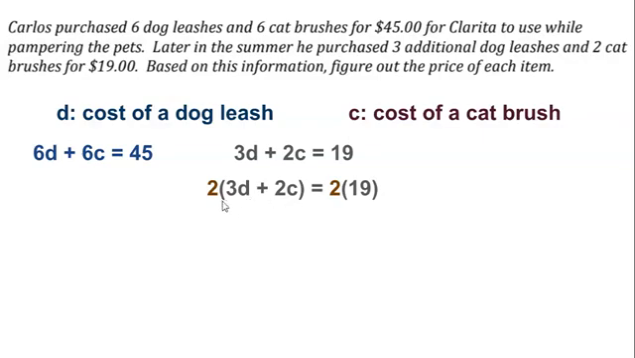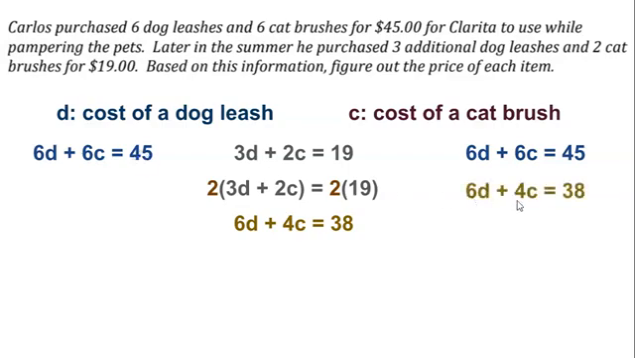Next, I'm going to use the distributive property. So I have 6D plus 4C, and that will equal 38. Now that the coefficients of D are both 6 in both equations, I can subtract my equations. So I'll take 6D plus 6C equals 45, and 6D plus 4C equals 38, and subtract them and get 2C equals 7. Now I need to solve this one variable equation by dividing 2 on both sides, so I get C equals 3.5. So I know the cost of one cat brush.